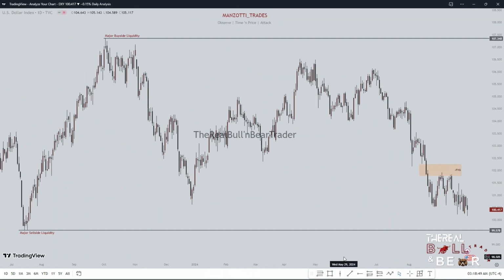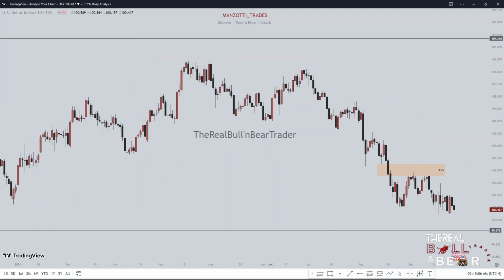I don't know about you guys, but to me, it's simple. You can see that you are going to take sell side liquidity, right? So that's why I'm saying we're still bearish on the USD index.